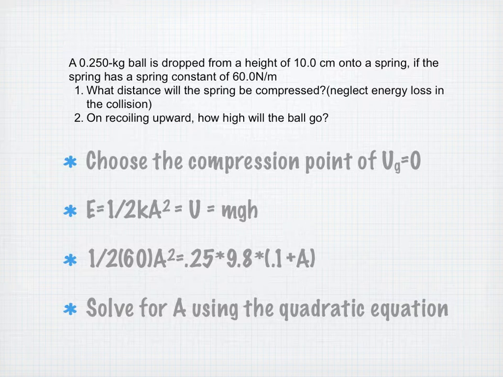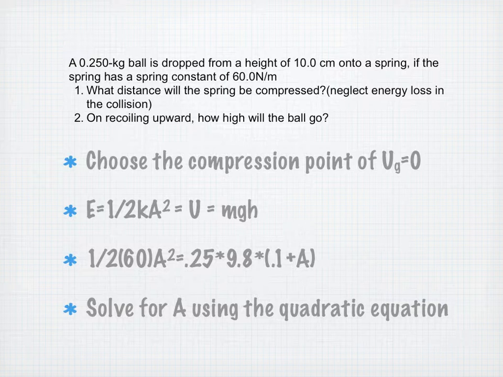1/2 60 times a squared is going to be equal to 0.25 times 9.8. And again, we're going to use 9.8 on homework problems, but you'd use 10 on the AP exam, times 0.1, the dropping height, plus a, which is going to be the compression of the spring. We're going to solve for a using the quadratic equation.